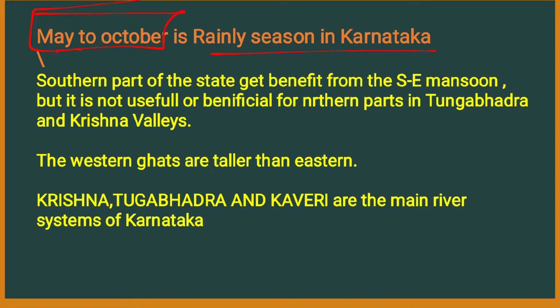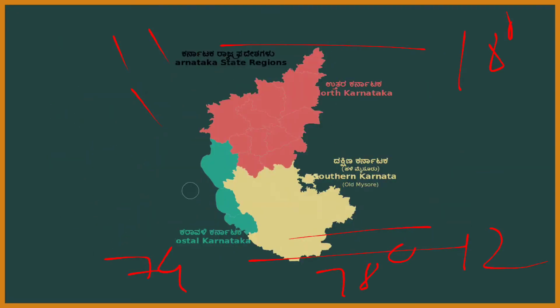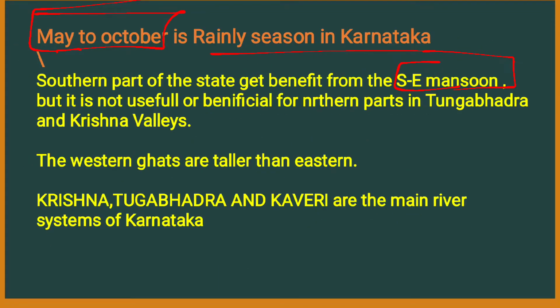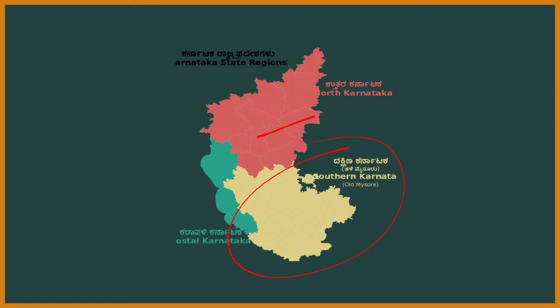And the southern part of the state benefits from southeast monsoons. Do remember the southern part of the state. In this map, these are the southern parts and they get benefit from southeast monsoons. But it is not beneficial for the northern part, in the Tungabhadra and Krishna valleys. Where is Tungabhadra? Here it is, Tungabhadra and Krishna. In this part there is no use from the southeast monsoon, whereas these regions get rains from southwest monsoons.